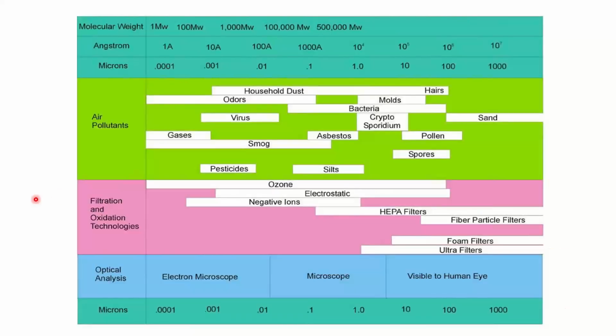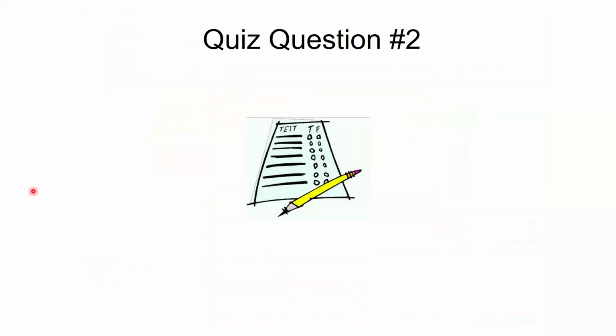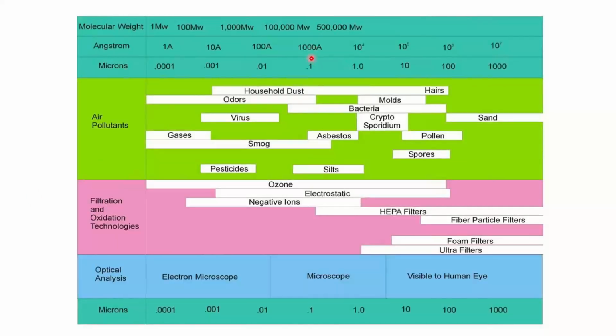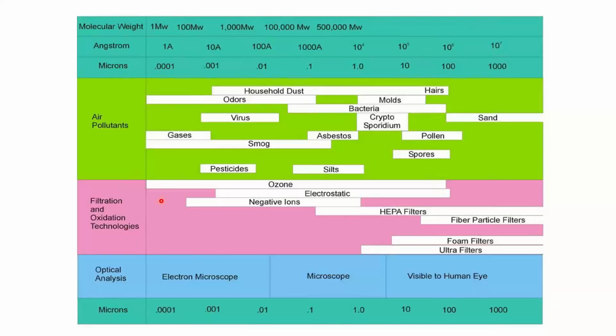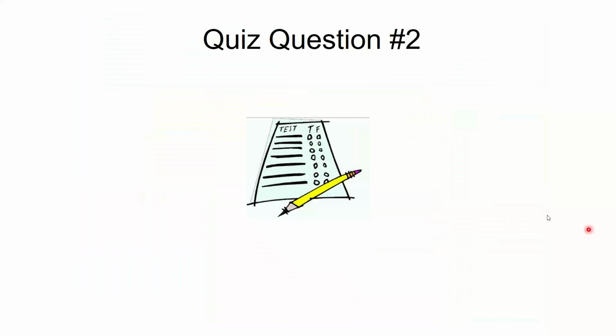If you look back on our chart over here, the stuff we were catching, that 0.1 was where we were at with that virus type stuff. So that's down over here in this range.